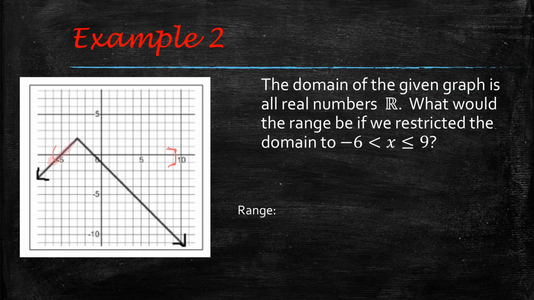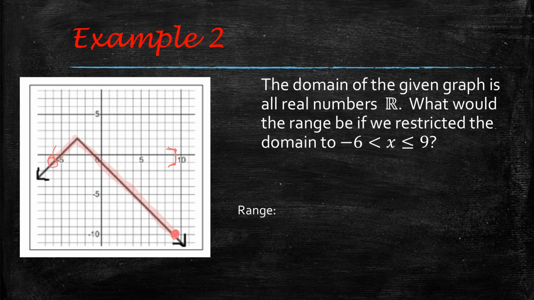So -6 all the way, and shade it all the way till you get to the point that has an x value of 9. So it'd be this whole section right here. Okay, now I'm going to go back and I'm going to put in an open circle at -6 and then a solid point where x value is 9.